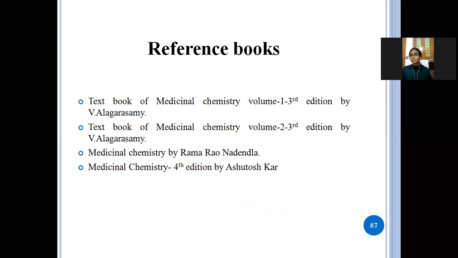So these are the drugs which come under the antihypertensive agents. These are the reference books in which the topic, antihypertensive agents, is covered.